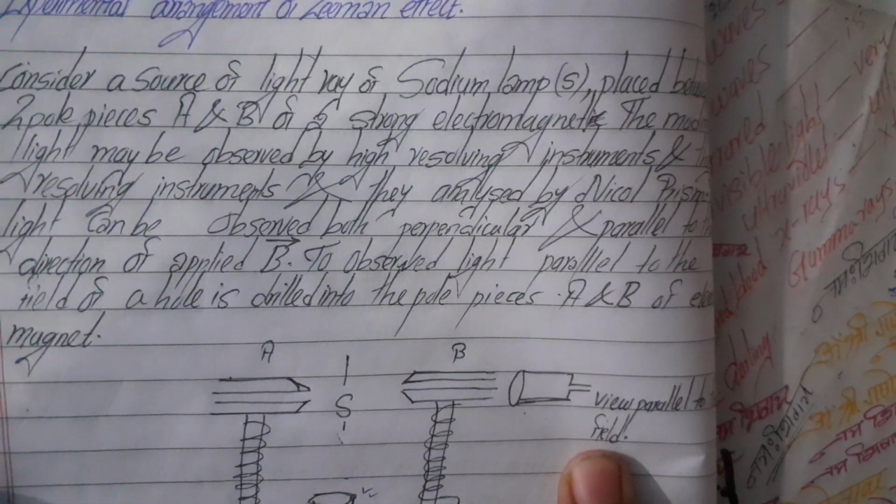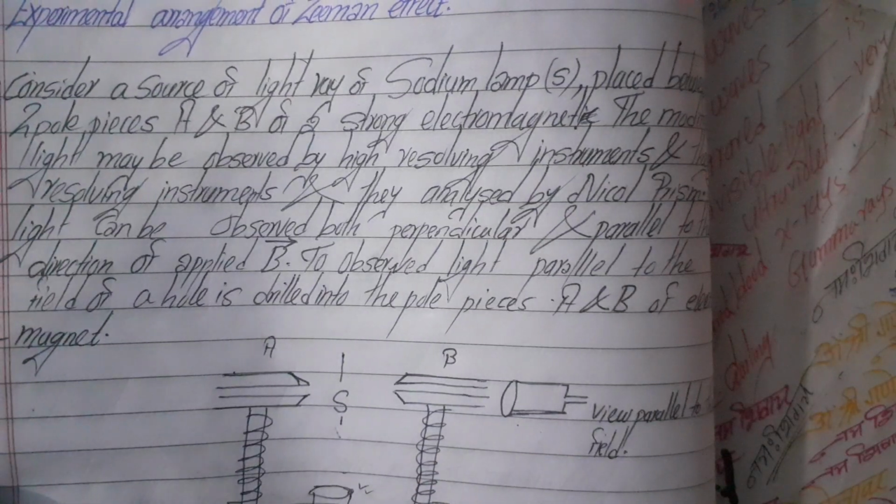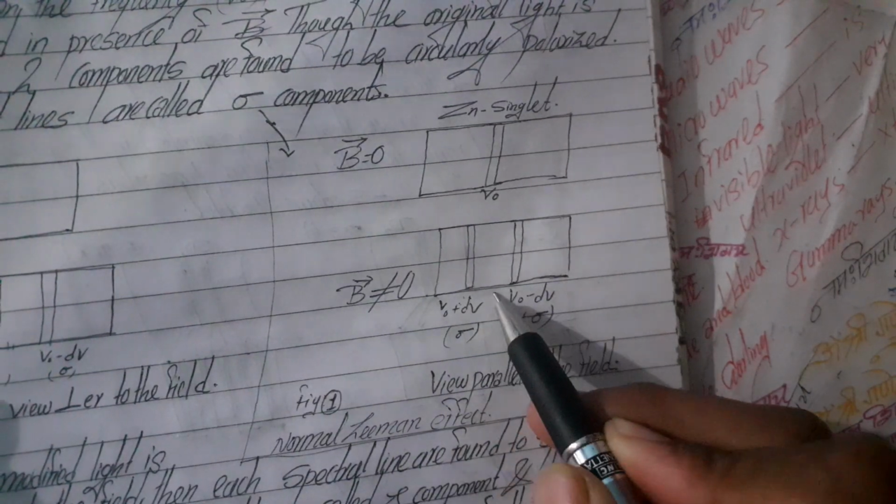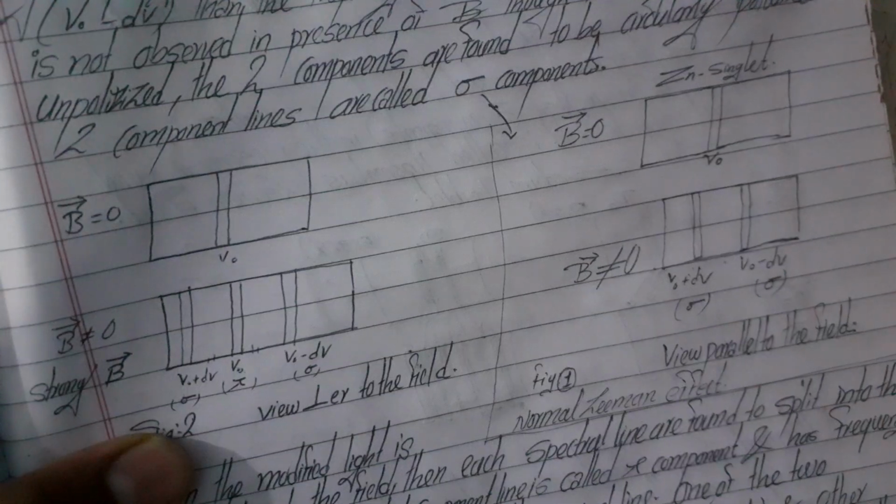Here we have the figure. In the parallel view, the original line is absent, but in the perpendicular view the original line is present. In the parallel view we can see these lines, but in the perpendicular view we will see the original line, that is B0. This is the B0 line.